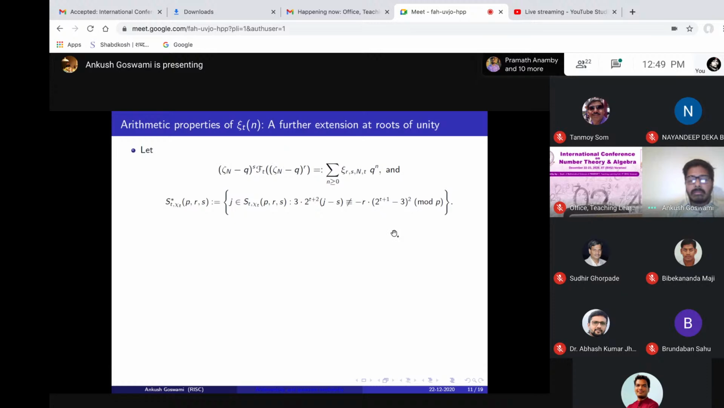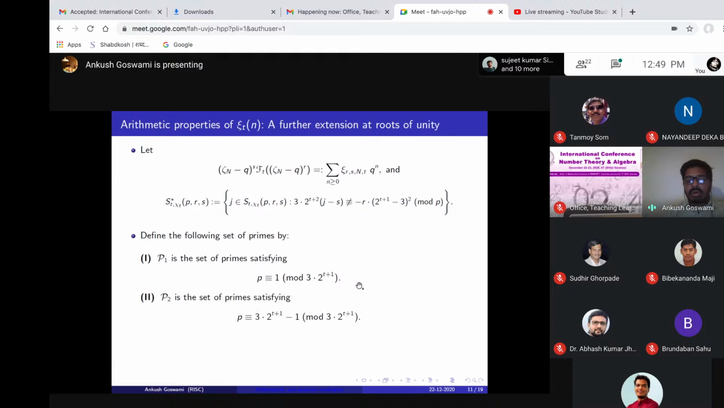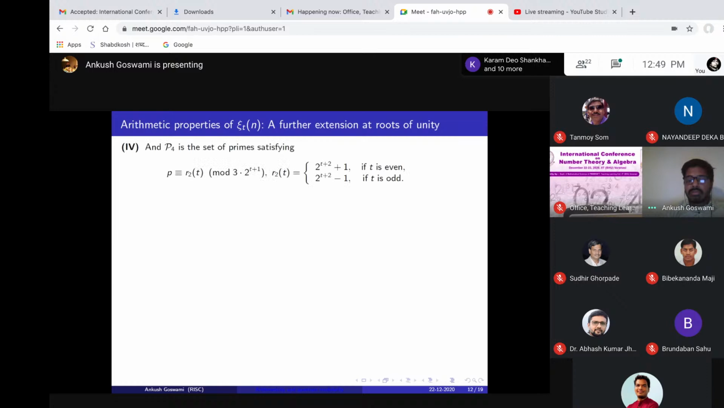Okay, and now you define the following set of primes by this condition. P1 is the set of primes which satisfy the condition that p is congruent to 1 mod 3 times 2 to the power of t plus 1. P2 is the set of primes satisfying the condition that p is congruent to minus 1 mod 3 times 2 to the power of t plus 1. P3 is the set of primes satisfying this condition. Then P4 is the set of primes satisfying this condition.